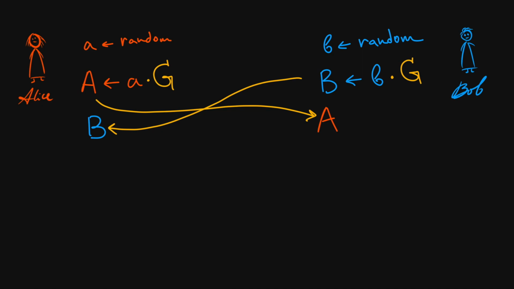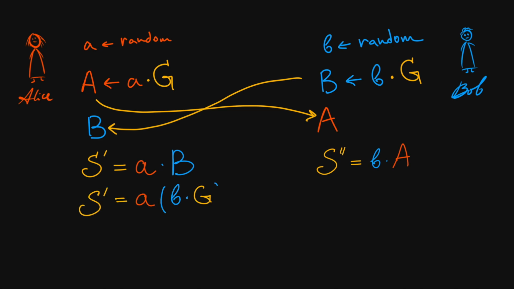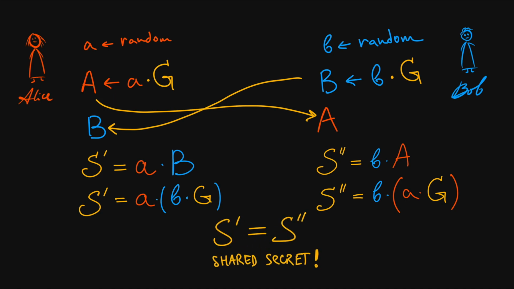The final part is for Alice to multiply Bob's public key by her private key, while Bob multiplies Alice's public key by his private key. The magical part is that they both arrive at the same point S, which is their shared secret. This works because Alice will get a times b number of G's, and Bob will get b times a number of G's. While all other points so far were public, point S is only known to Alice and Bob. This is because in order to compute point S from already known points A, B, and G, one needs to know one of the private keys, a or b.